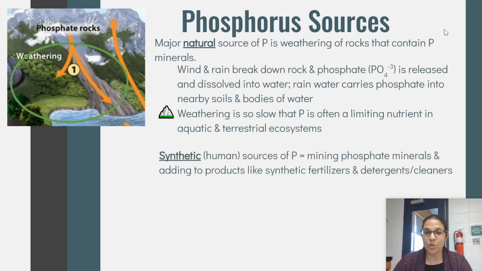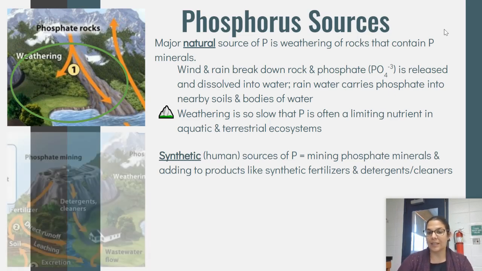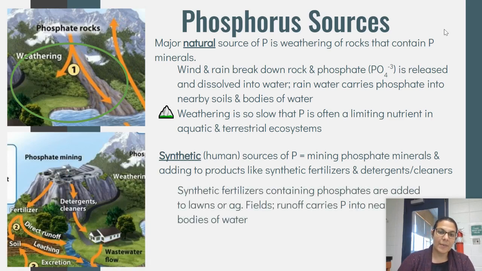And you have synthetic sources of phosphorus, where we mine phosphate minerals. We add them to products like synthetic fertilizers, detergents, and cleaners. And then what happens is that runoff again takes that phosphorus, it runs into nearby bodies of water.